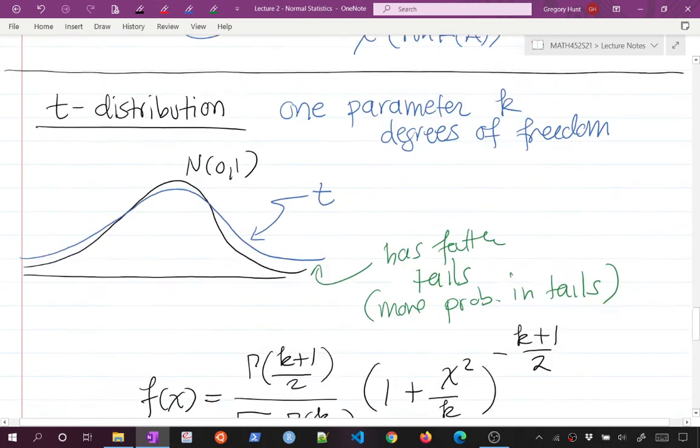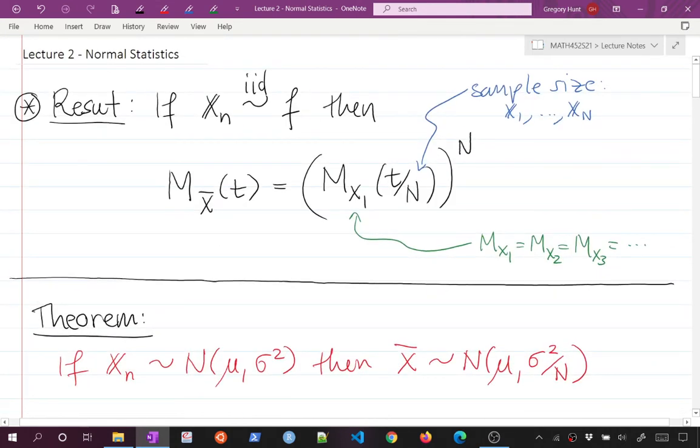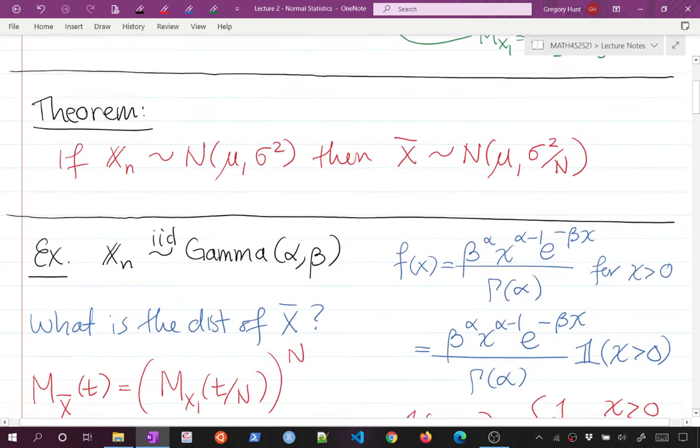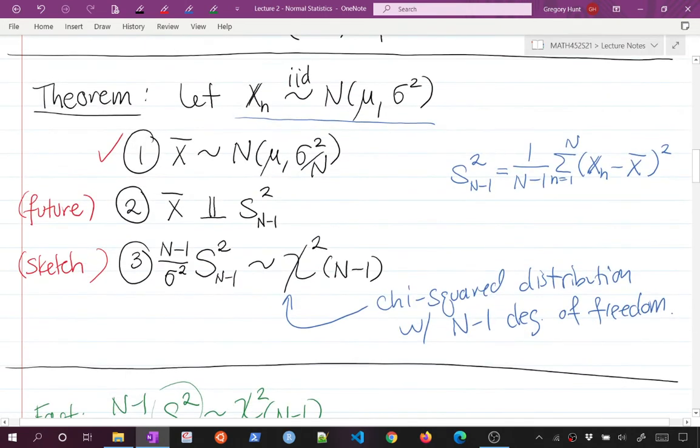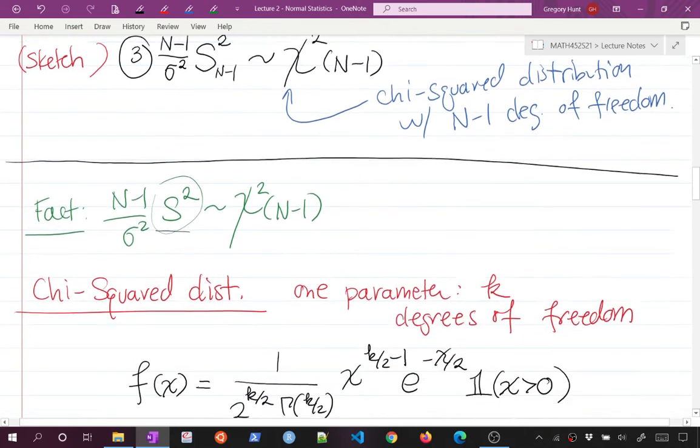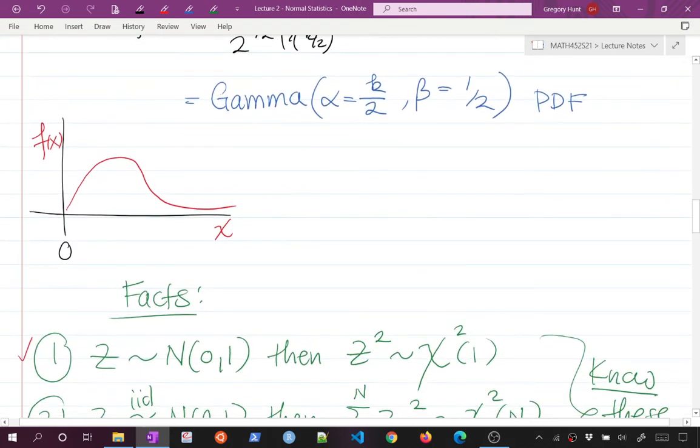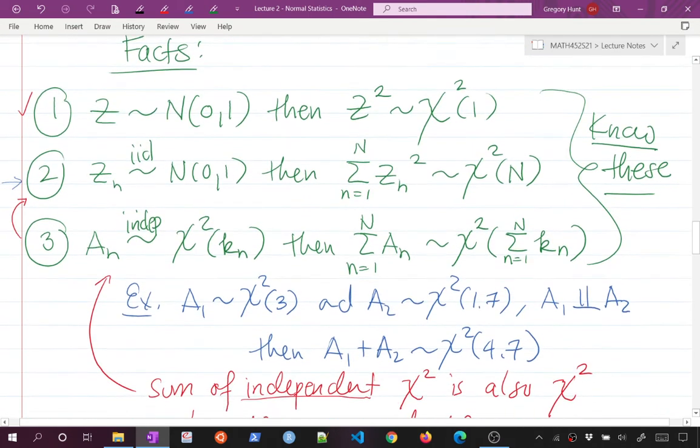Let me just do a real quick recap of this. We started off with this theorem about moment-generating functions of x bar. You can use that generally. It proves the first fact of our kind of three-part theorem that you should memorize. X bar is normal. Divide through the variance by n. Our second fact is that x bar is independent of the sample variance. And the third fact is that if we scale our sample variance correctly, it has a chi-squared distribution. So this chi-squared distribution is some kind of positively distributed random variable.